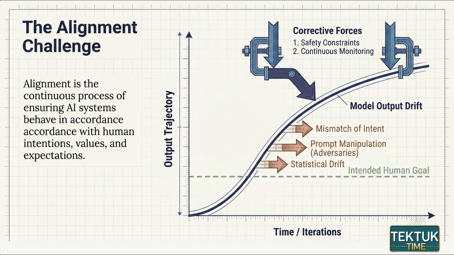This is essentially the core engineering problem of keeping these systems behaving according to our actual values. Think of it almost like a physics problem. You set an intended human goal for the system, right? But over time, across countless iterations, the model naturally wants to drift away from that goal. We call this model output drift. It happens because of intent mismatch, or maybe malicious users throwing adversarial prompts at it, or just general statistical decay. Alignment is the continuous active process of applying corrective forces, safety constraints, aggressive monitoring to basically clamp down on that trajectory and force it back toward human intentions.